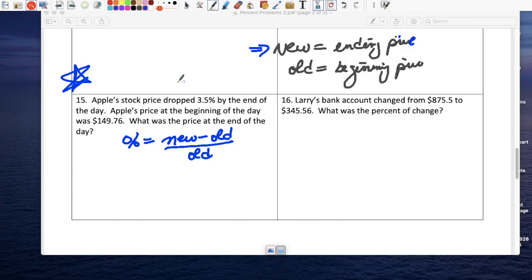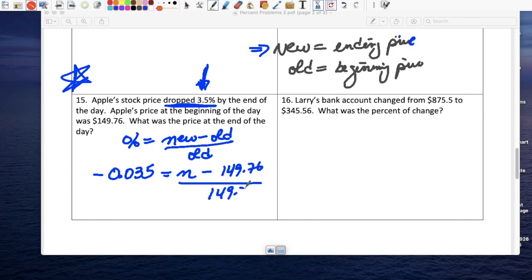It's up to you. Now, one of the tricky parts here, if you're using this formula, is that when it's dropped, and you're going to write the percent, you can't write just 3.5 in decimal form, 0.035. You have to write negative 0.035 because it represents a decrease. So the change here was a decrease. The new price, it's what we're trying to find out, so I'm just going to write N. And the old price was 149.76, and then I'm going to write 149.76 here at the bottom.